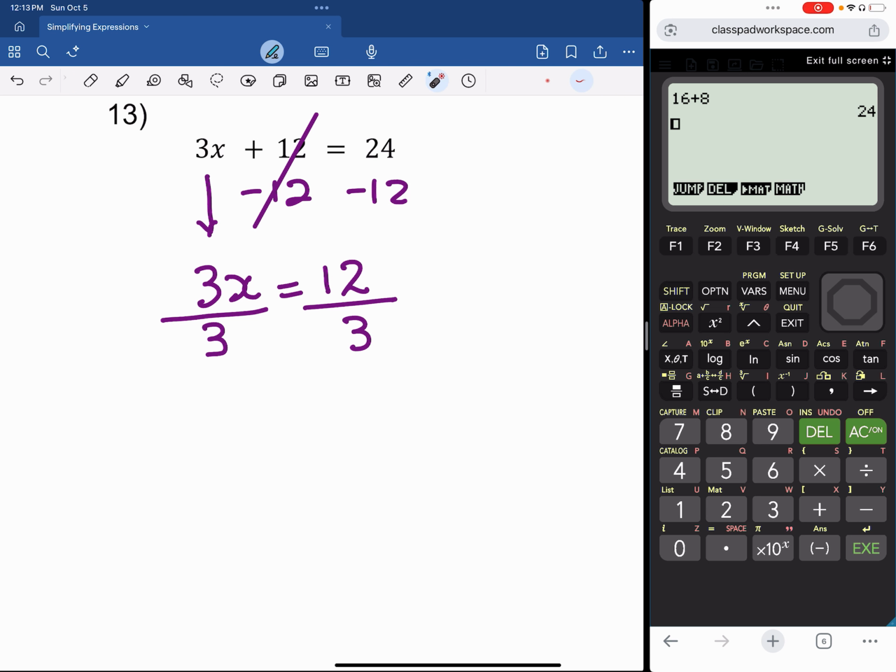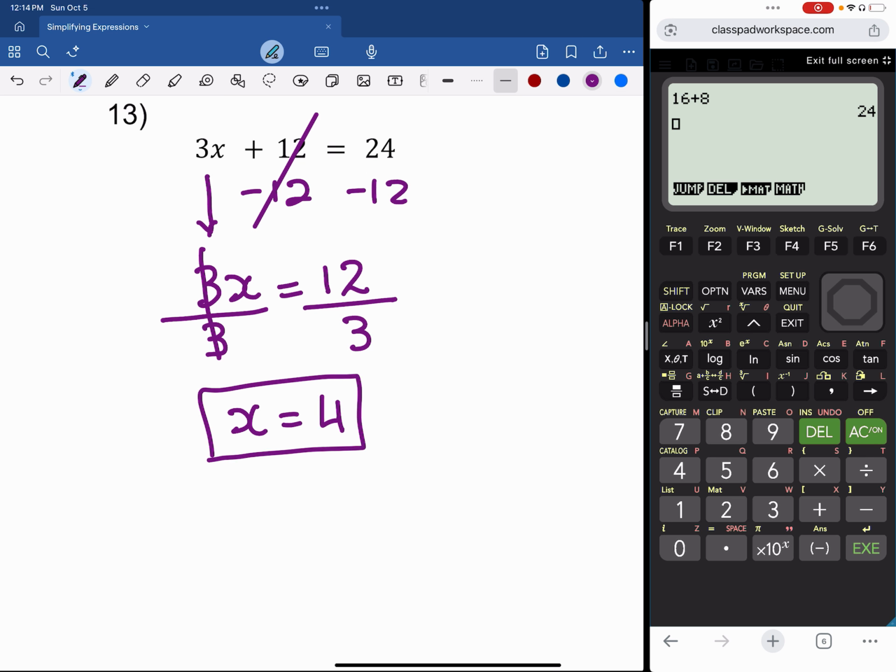3 divided by 3 is just going to be 1, so this is going to cancel out. And we're just going to be left with x, or 1x, is equal to 12 divided by 3, which is just 4. So here, x is equal to 4.